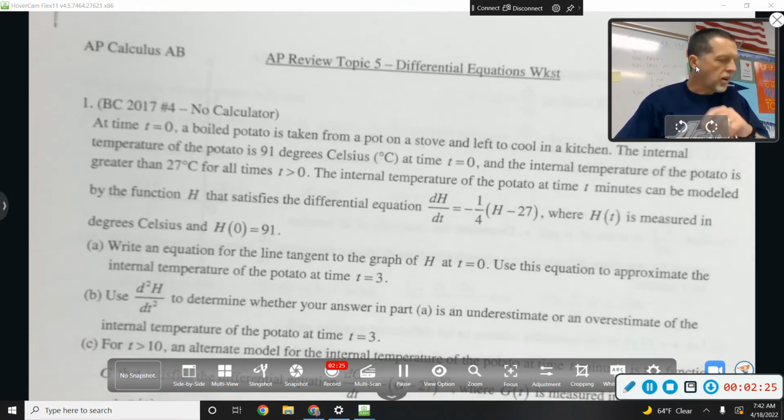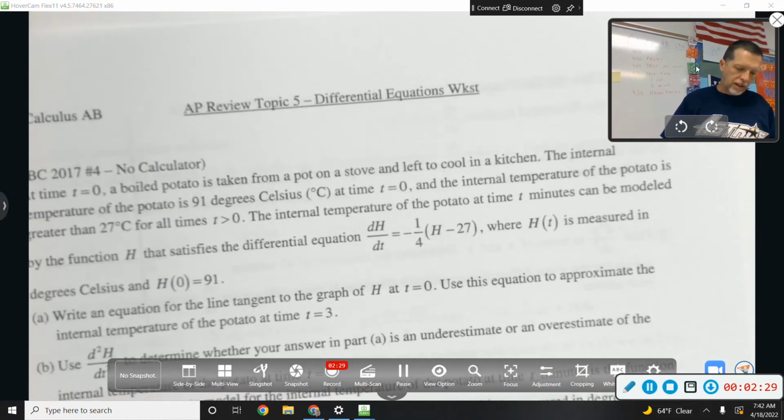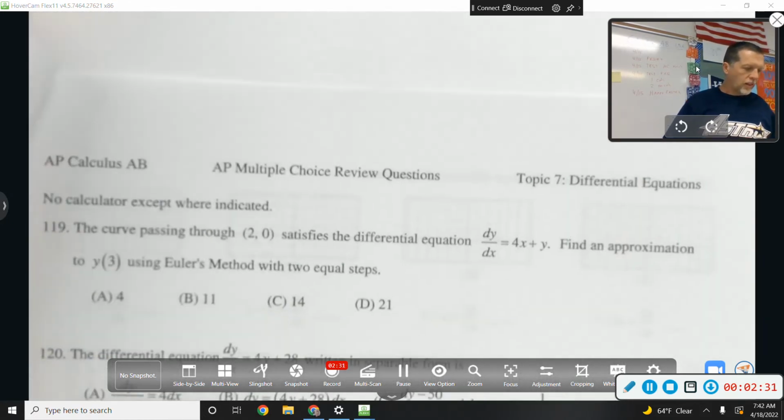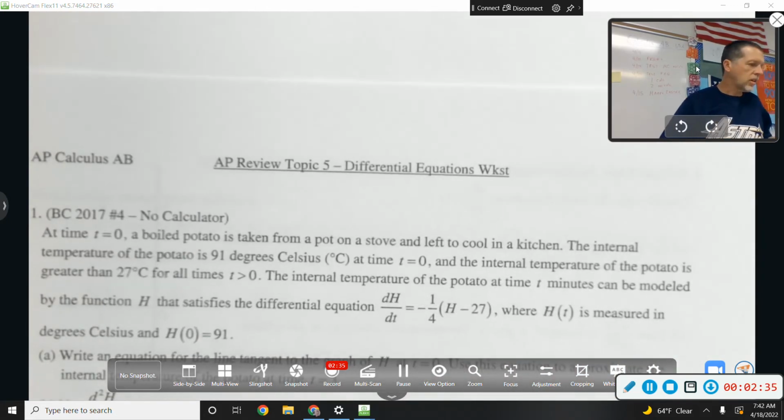Again, it's the same topic, differential equations. So if you get motivated and you want to start multiple choice, that's fine. It's the same topic. They're just multiple choice questions.